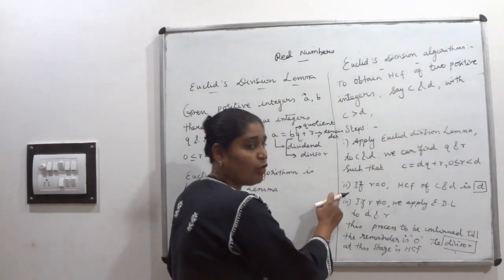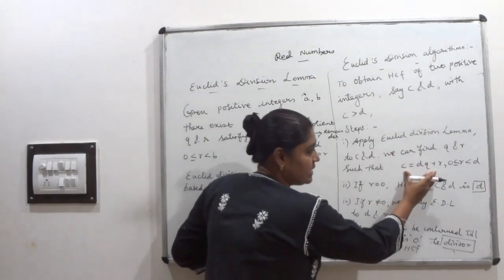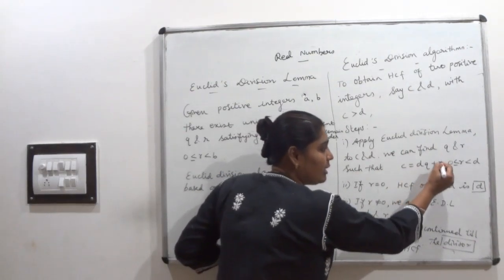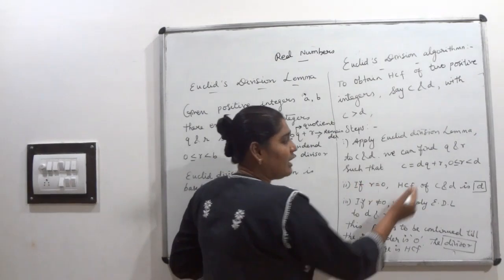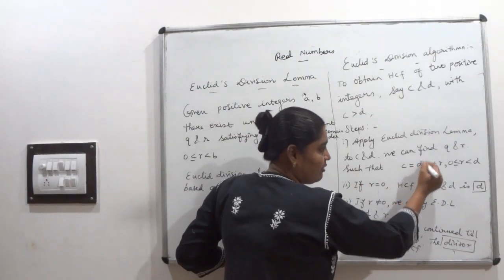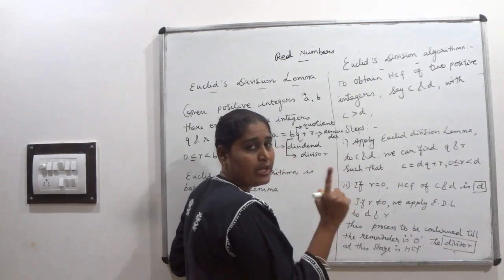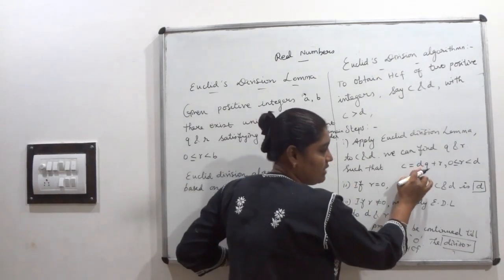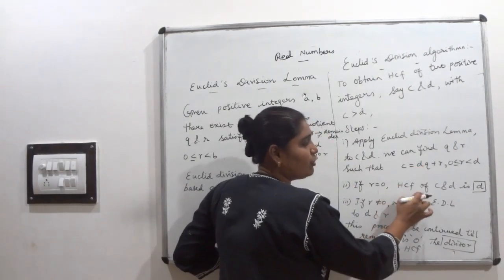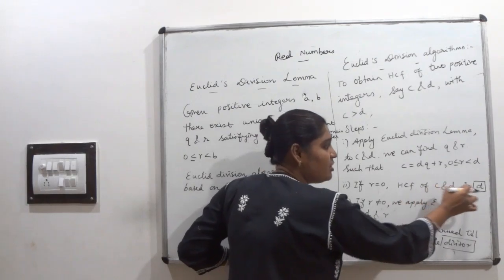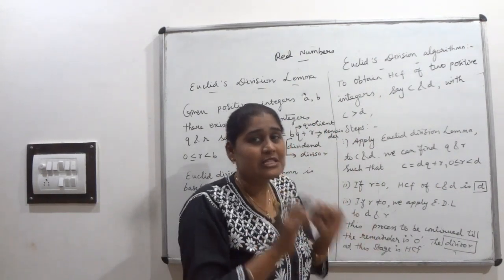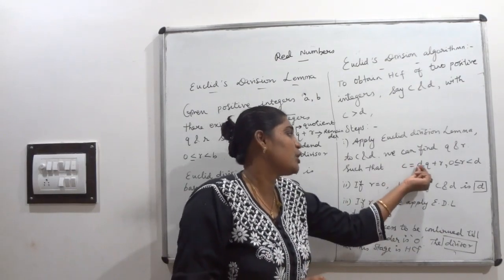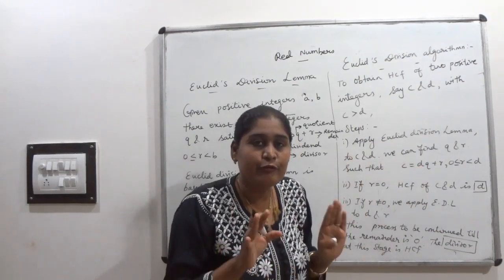The second step, what you have to see? In this condition, if your remainder is 0, if r equal to 0, that time your divisor is the HCF of the two numbers. Here what is the divisor? d. So HCF of the two numbers c and d is d. Understood? If the remainder is 0, that time your divisor is the HCF of the two numbers.